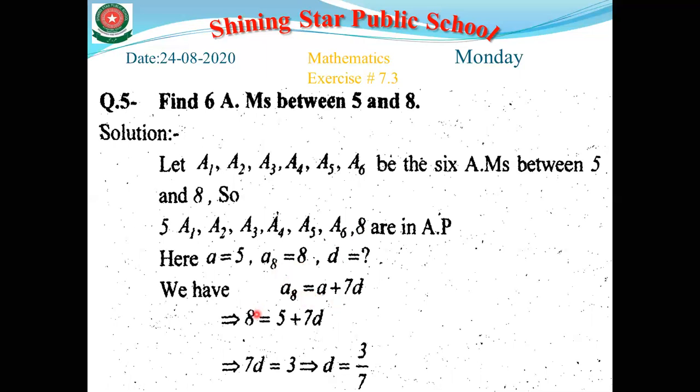Now we put in A. A is 5. 7D, where D is unknown. So 8 minus 5 is 3. 7D is equal to 3. Now we will divide by 7 on the right hand side. So D is equal to 3 over 7. Simple. Which is your required answer.